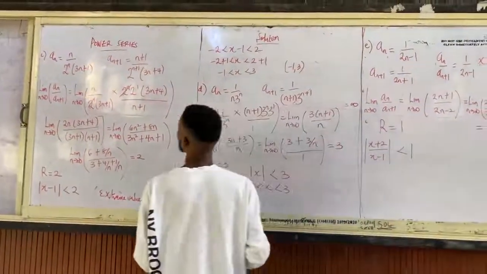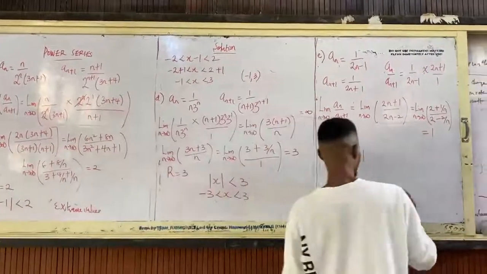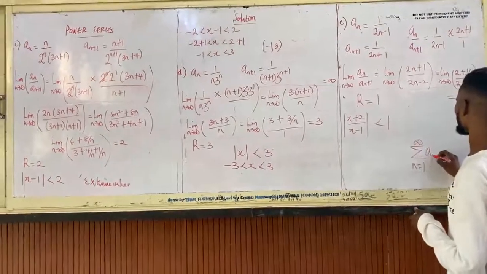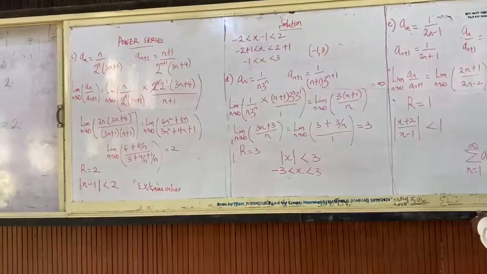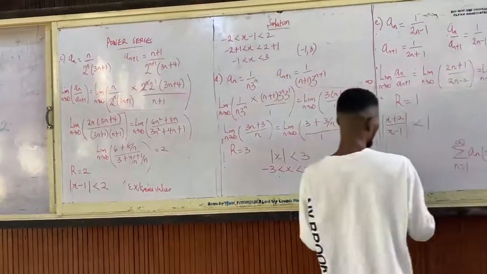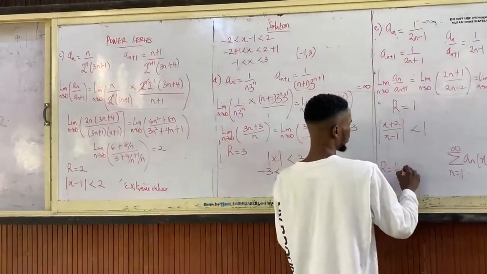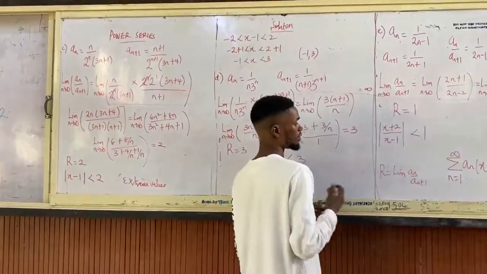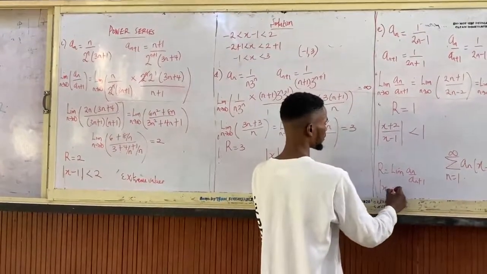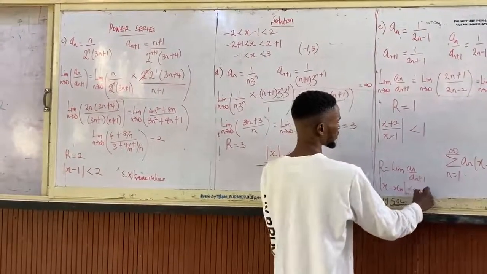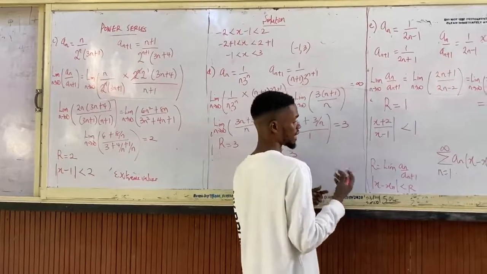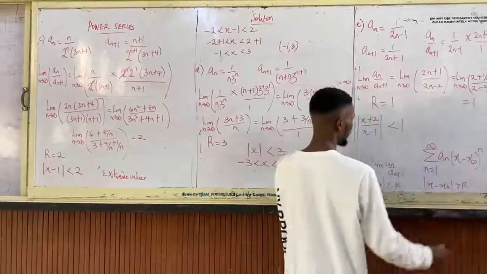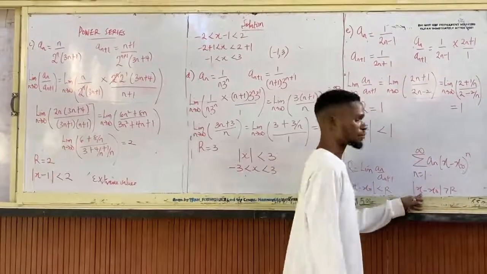So a power series is an infinite series which is of this form. And the radius of convergence is the limit of a_n over a_(n+1), while the interval of convergence is when the absolute value of x minus x naught is less than r, while the interval of divergence will be when x minus x naught is greater than r. This is the interval of convergence and this is the interval of divergence.